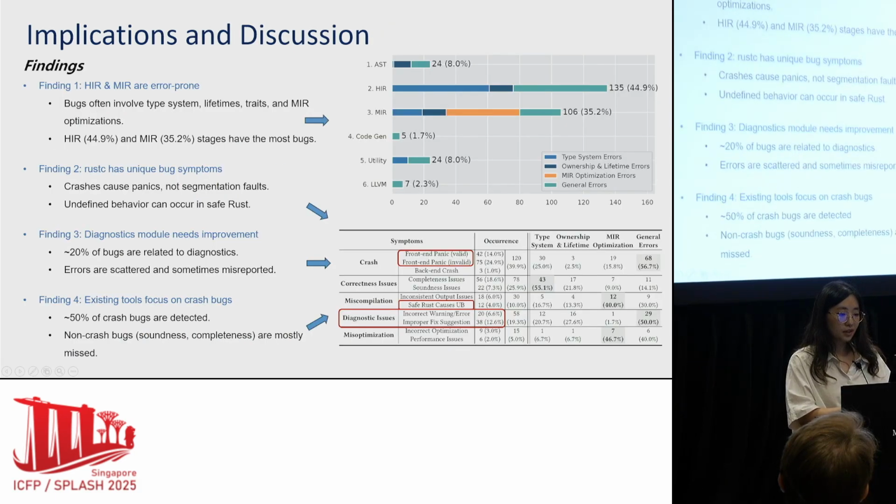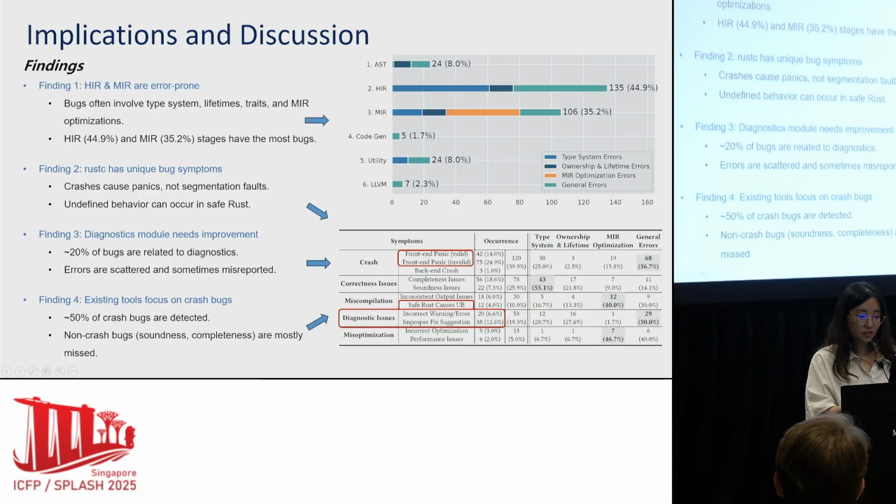To conclude, let me summarize our main findings. First, we found that the HIR and MIR stages are particularly error-prone. Many bugs involve the type system, lifetimes, traits, and MIR optimizations. Second, rustc shows some unique bug symptoms. For example, safe Rust causing UB is a specific bug symptom. Third, the diagnostic module still needs improvement. About 20% of bugs are related to the diagnostics, where errors are scattered and sometimes misreported. Finally, existing testing tools mainly focus on crash bugs, and non-crash bugs such as soundness and completeness issues are largely missed.